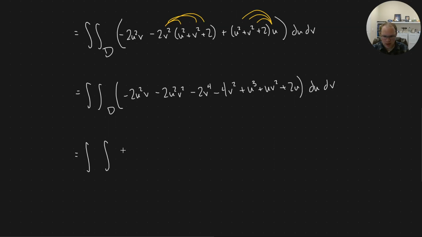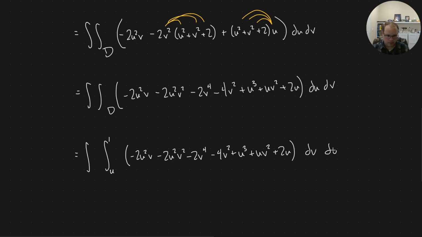So I'll integrate all of this: negative 2u squared v minus 2u squared v squared minus 2v to the fourth minus 4v squared plus u cubed plus uv squared plus 2u. I'm going to integrate first with respect to v, where v goes from v equals u to v equals 1. And then I integrate with respect to u, and u goes from 0 to 1. And I'll leave you to do the integration. But that is how you set up a vector surface integral.